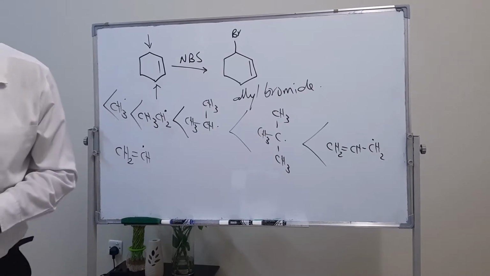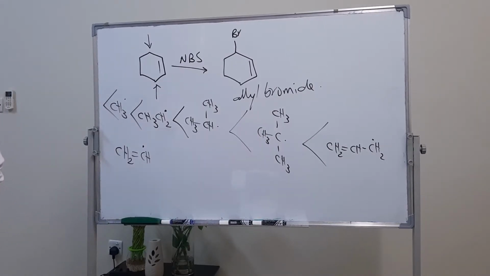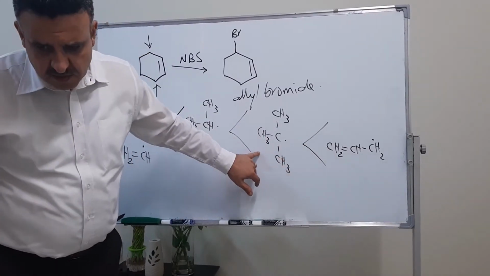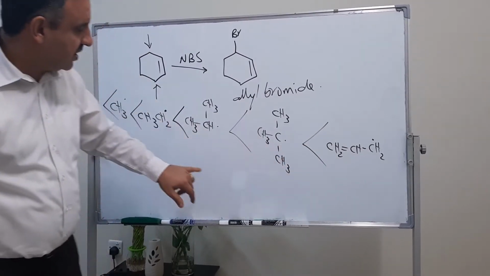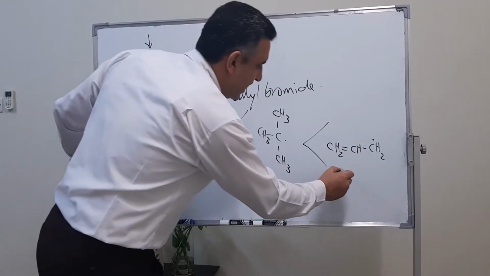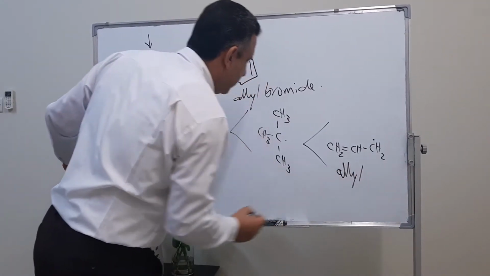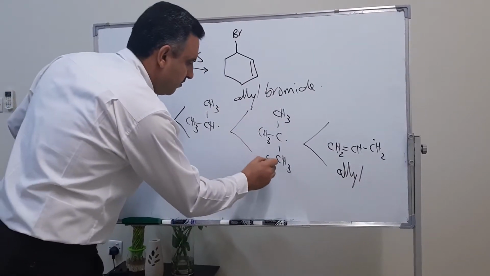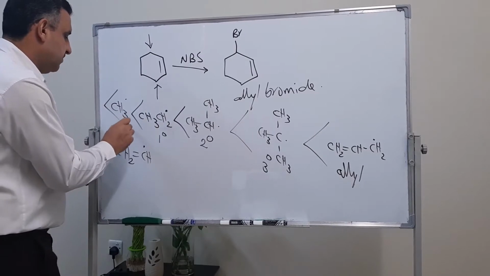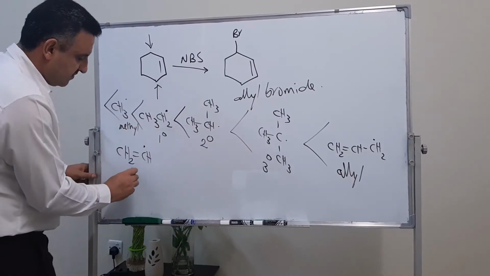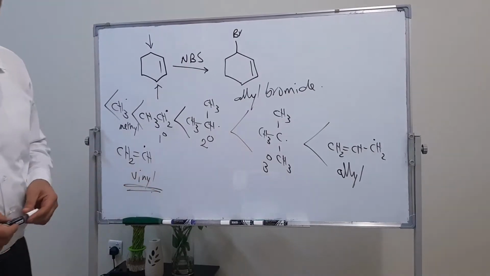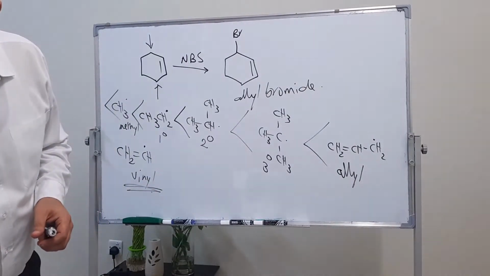So the allylic radical is the most stable, then tertiary, then secondary, then primary, methyl, and then vinylic. So this is the allyl radical, this is tertiary, this is secondary, this is primary, this is methyl, and this is the vinyl radical. So this is the overall stability of radicals.